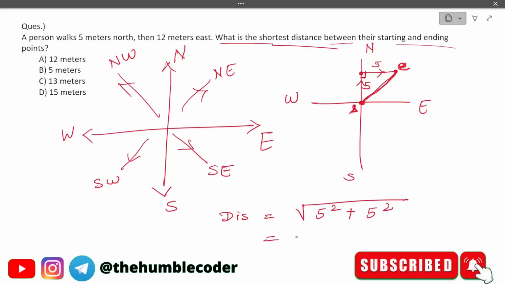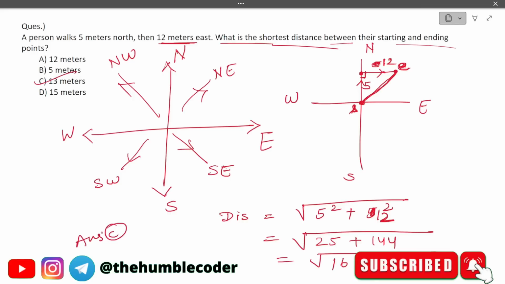So it is going to be, okay, sorry, I made a mistake. It was 12 meters in the east, so it should be 12 here, my bad. Okay, so 12. Let's continue solving our question. 5 square is 25, and 12 square is what? 144. When we add it up, we get 169, and the square root of 169 is 13. So the correct answer in our case is option C, which is 13 meters.